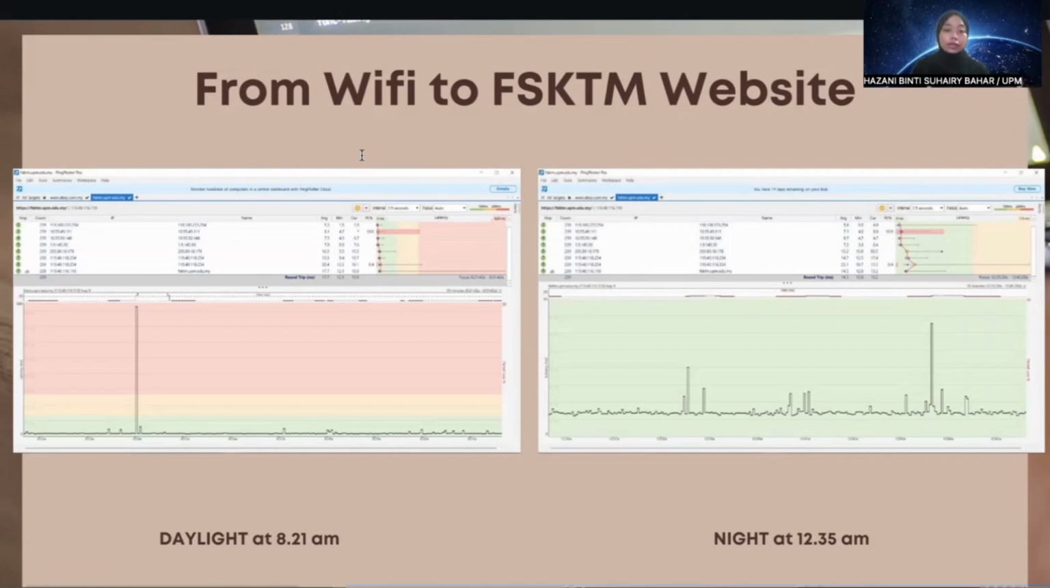Moving on to the night test. The result revealed a mean latency of 175 milliseconds, a minimum latency of 40 milliseconds, and although no packet loss was observed, irregular latency spikes were noticed, which could potentially impact the browsing experience. To sum up, the Ping Plotter test demonstrates that accessing FSKTM via Wi-Fi can provide a stable connection with low latency and no packet loss.